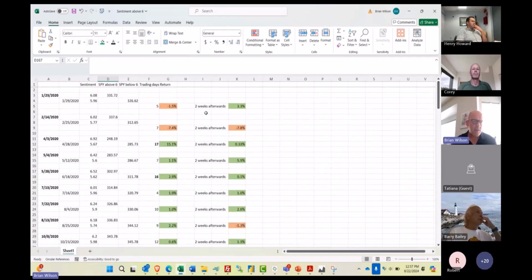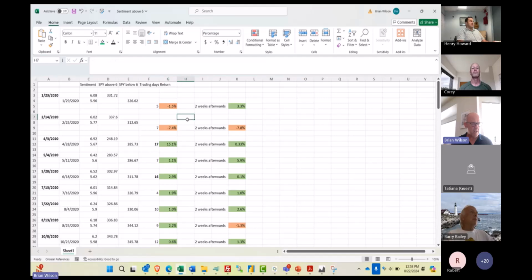So this is data going back to 2020, and I'll briefly walk you through the way that I oriented this spreadsheet. I made a note when SPY moved above 6, I made a note when it moved below 6, took note of the number of trading days, and what the percentage was when it was above 6. What happened two weeks afterwards?